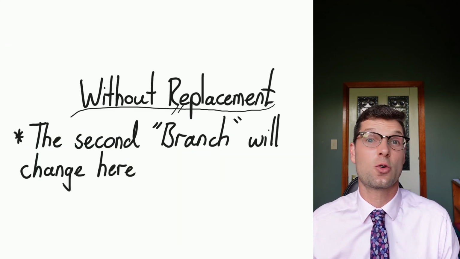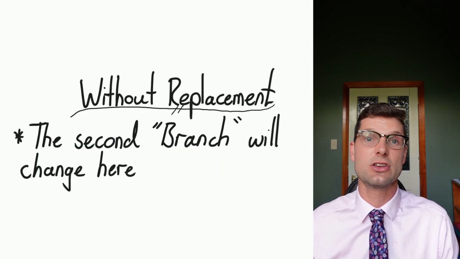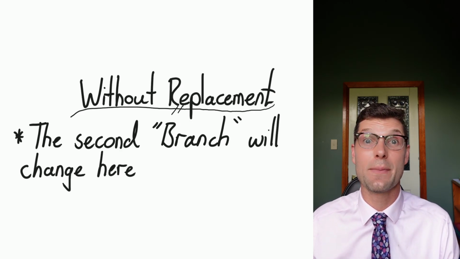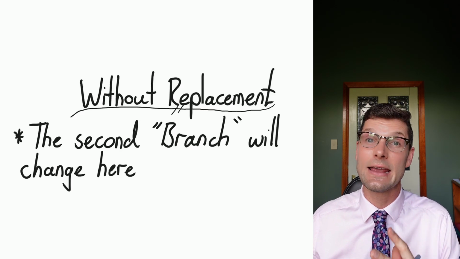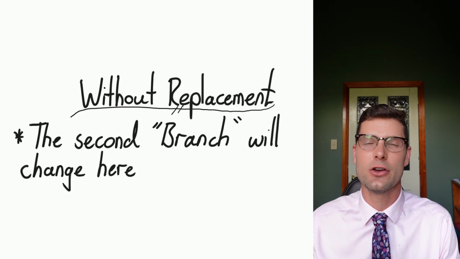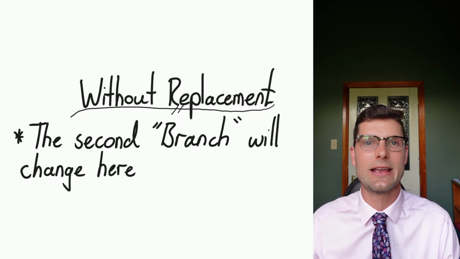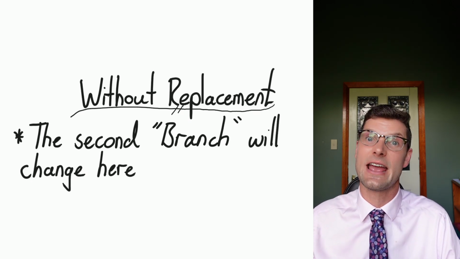So the second type of these questions are the without replacement. So this actually becomes a little bit easier. The thing that we really need to make sure we're on top of is that the second branch, after we do that first one, is going to be different because we're not replacing the option for the second go round.